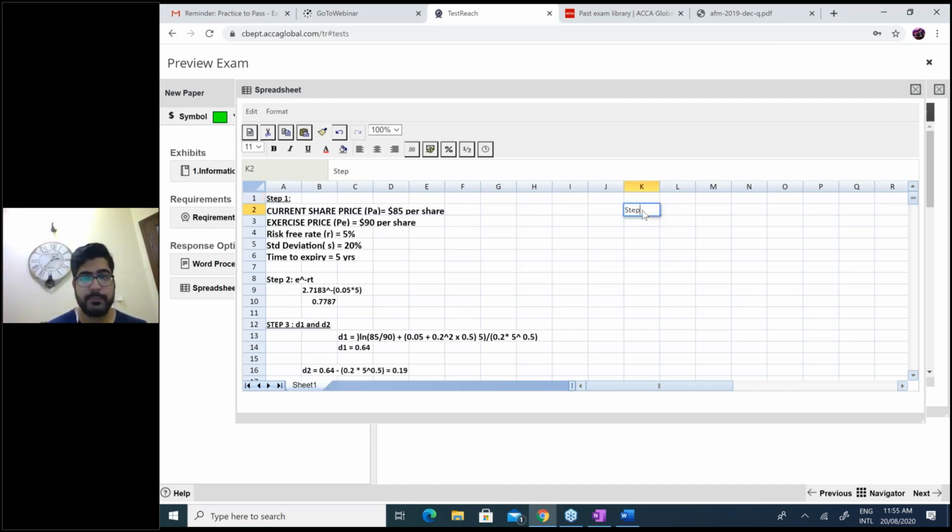Now move towards step 4. You need to find N(D1) and N(D2). Okay. Now N(D1) and N(D2) is the normal distribution value. I will just explain you how it comes and you can then copy. Okay, how does N(D1) and N(D2) come? Okay.